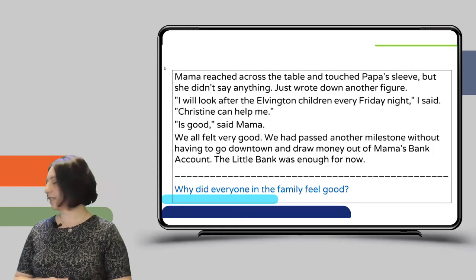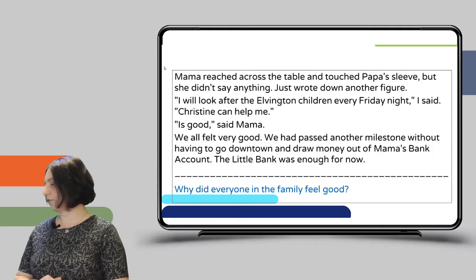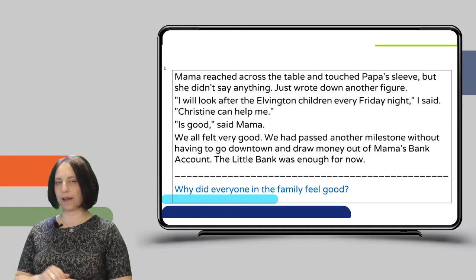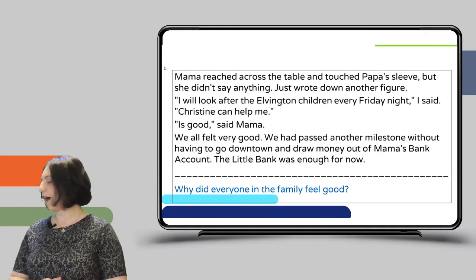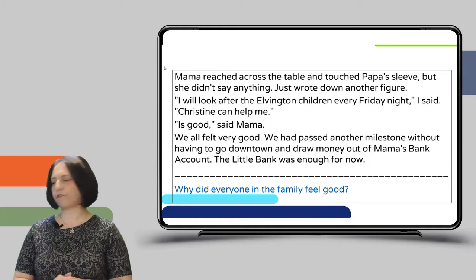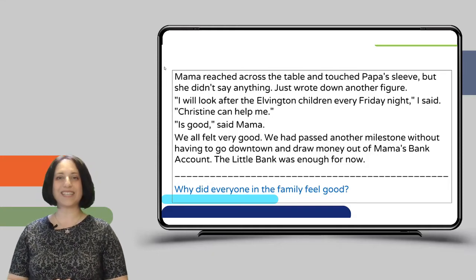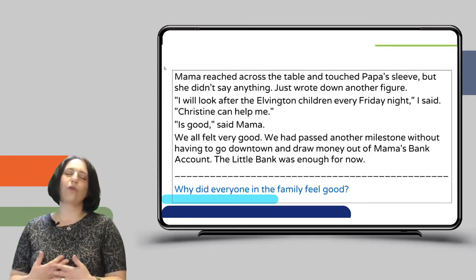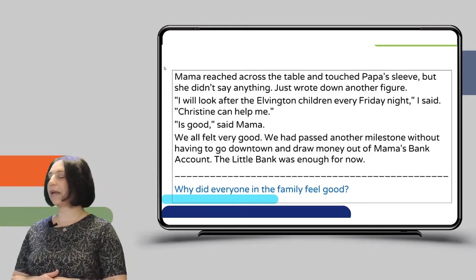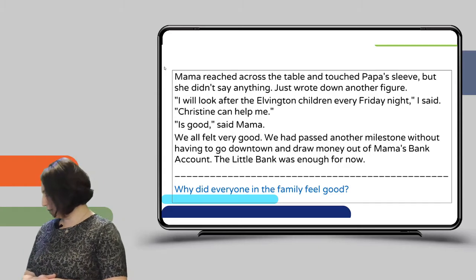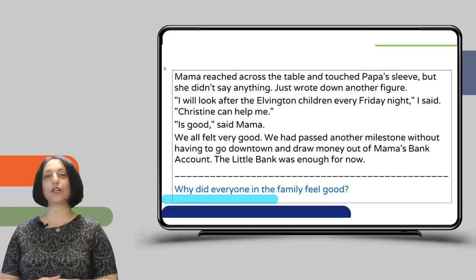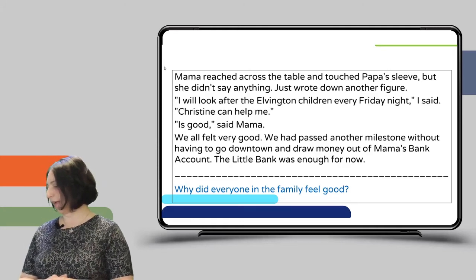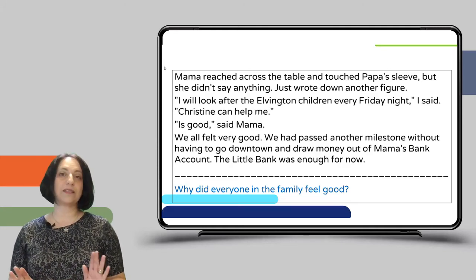Mama reached across the table and touched Papa's sleeve, but she didn't say anything, just wrote down another number, another figure. "I will look after the Elvington children every Friday night," I said. "Christine can help me." "Is good," said Mama. We all felt very good. We had passed another milestone without having to go downtown and draw money out of Mama's bank account. The little bank was enough for now.